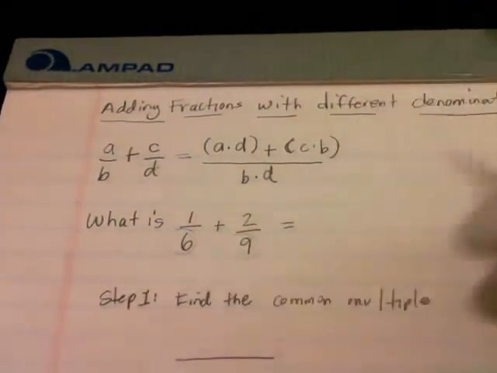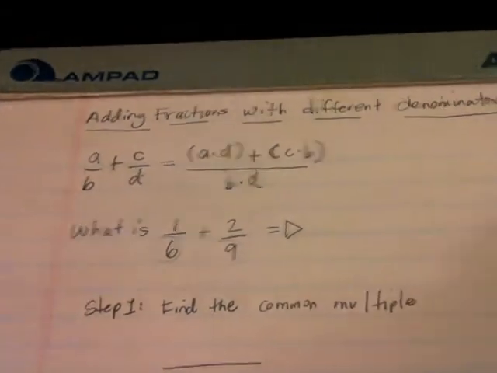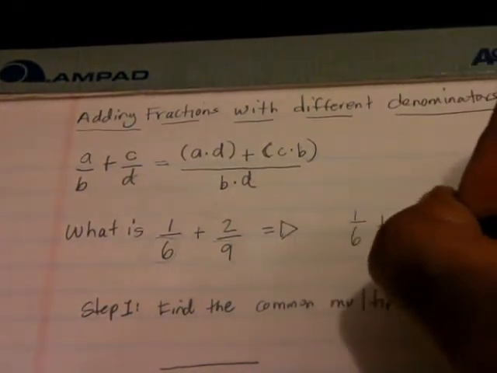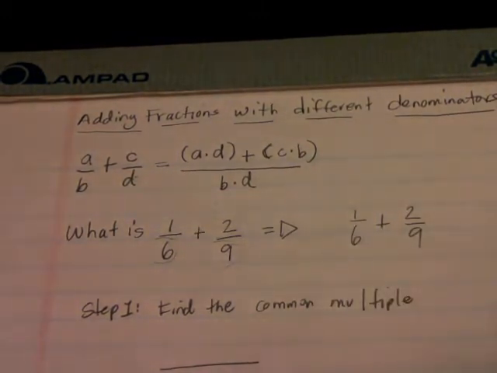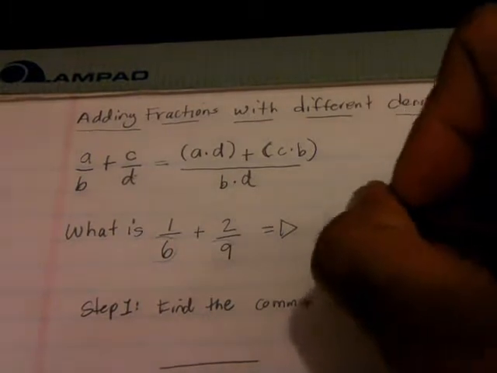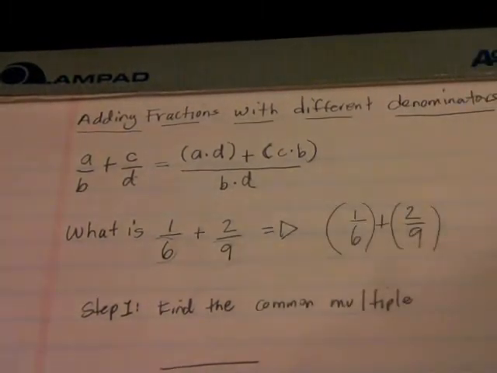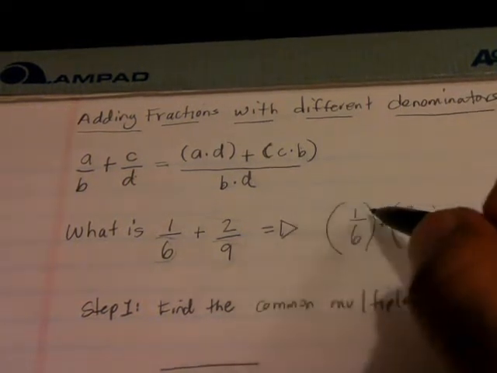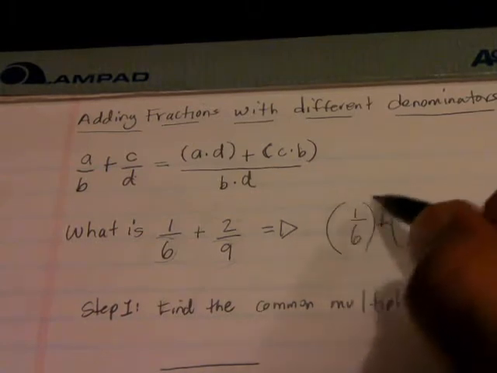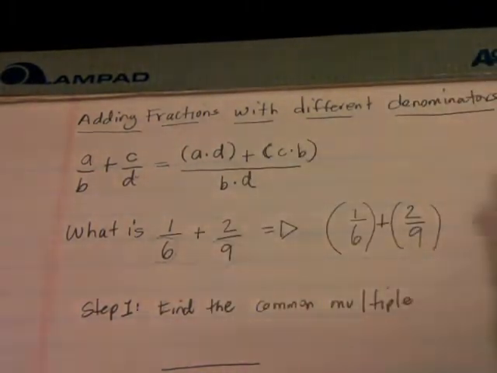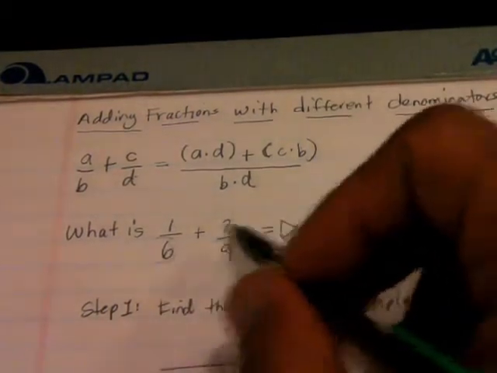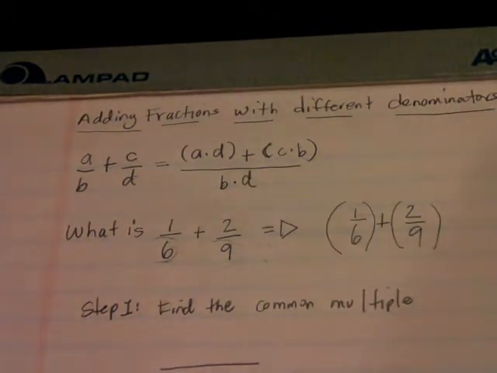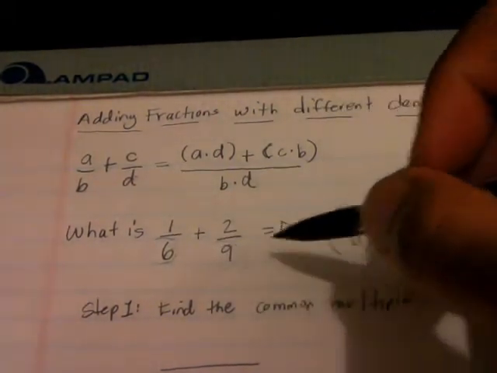Now I'm going to translate this to another part of the paper. 1/6 plus 2/9. I'm going to put parentheses around this, because this is my scratch work. I'm going to try to obtain the new denominator and place it here, and then capture these values in the numerator, because we're going to use this formula. So what I'm going to do is find out the common denominator between these two fractions.